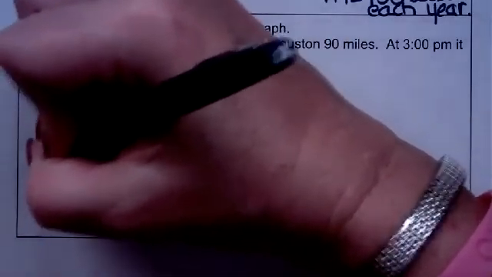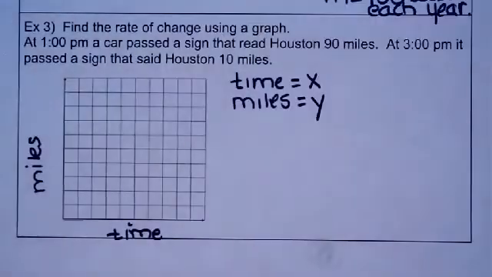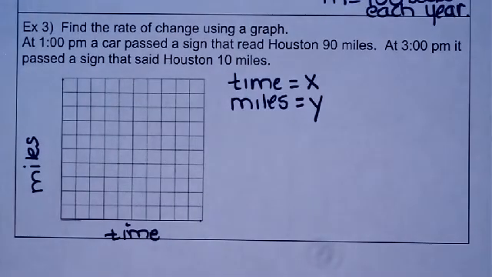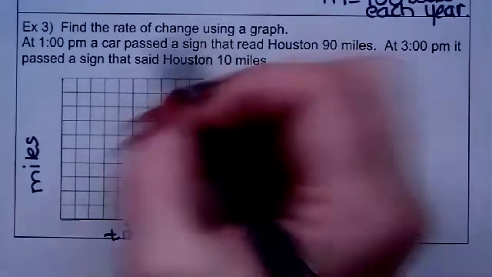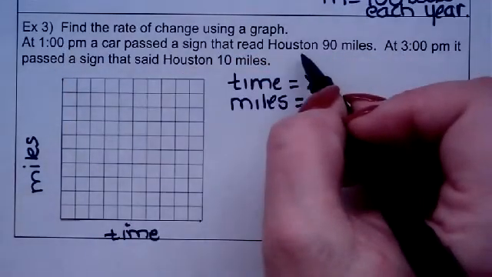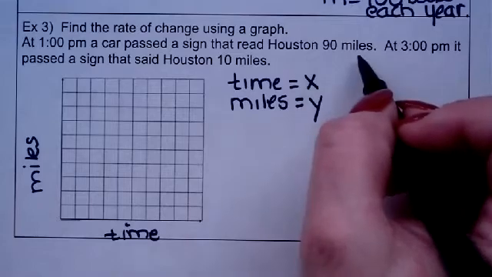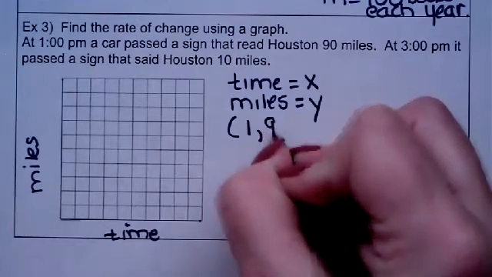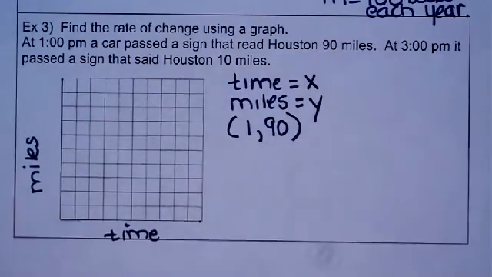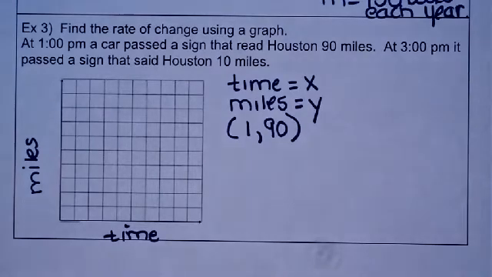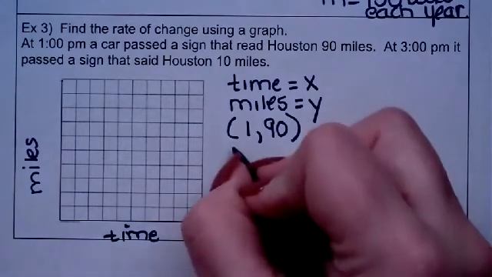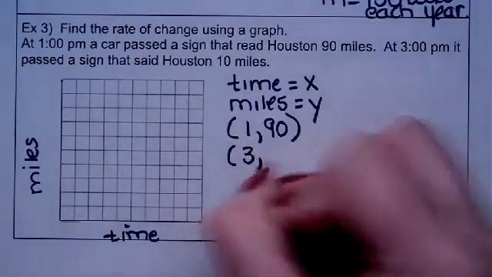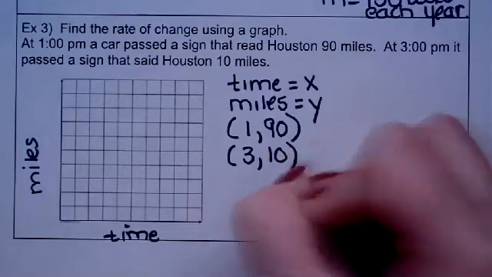And Y is going to be miles. Now I'll leave myself a little room right there because I need to put a scale in there. Now, let's come up with our two ordered pairs. At 1 p.m., the car passed a sign that said Houston 90 miles. So that's 1 p.m. and 90 miles. Now, my second sentence says at 3 p.m., we passed a sign that said Houston 10 miles. Well, so they've definitely gotten a lot closer to Houston. Won't be long before they get there.